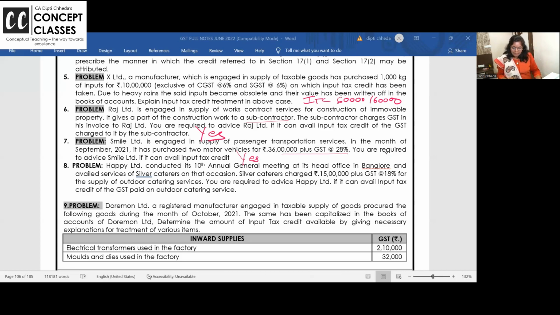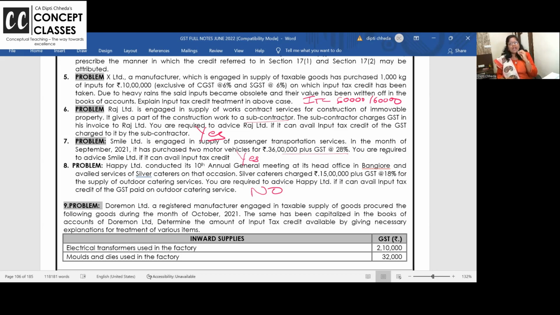Okay? Happy Limited conducted its AGM at head office Bangalore and availed service of Silver Caterers. Silver Caterers charge 15 lakhs plus for outdoor catering. Will they be allowed ITC? No. Employee related amenities, anyways you are paying GST. ITC is not allowed unless it is obligatory to be paid statutorily as per government.